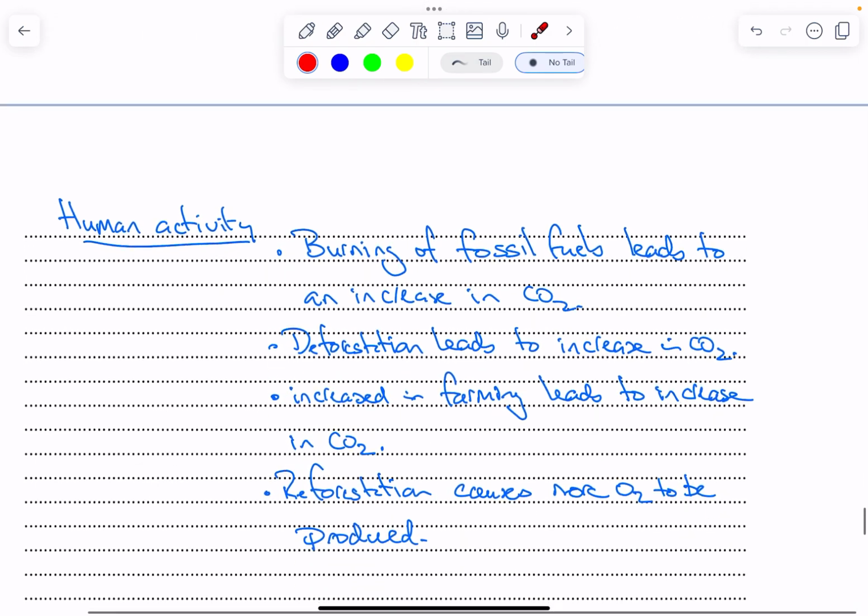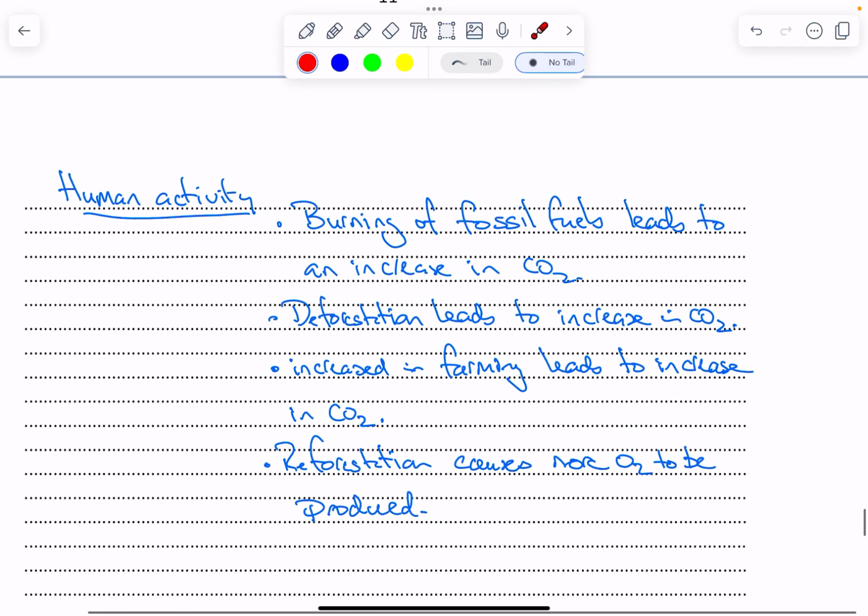And the last little bit, let's make sure we touch base with the human activity. The main things that we've had going on is the burning of fossil fuels. That leads to an increase in CO2. Deforestation, cutting trees down, would also lead to an increase in CO2. We've got more farming taking place, so we get an increase in CO2. And as we start to reforest and plant more trees, then that's going to cause more oxygen to be produced. And again, these all come under the category of human activity.